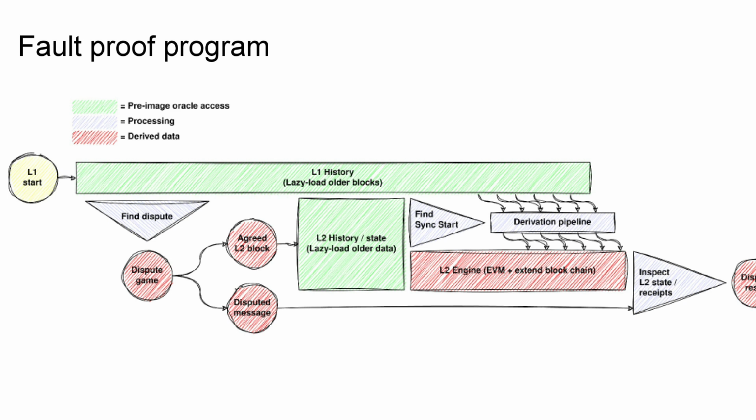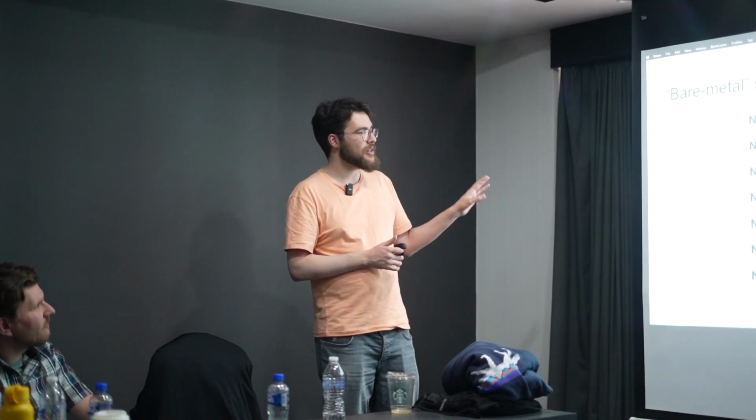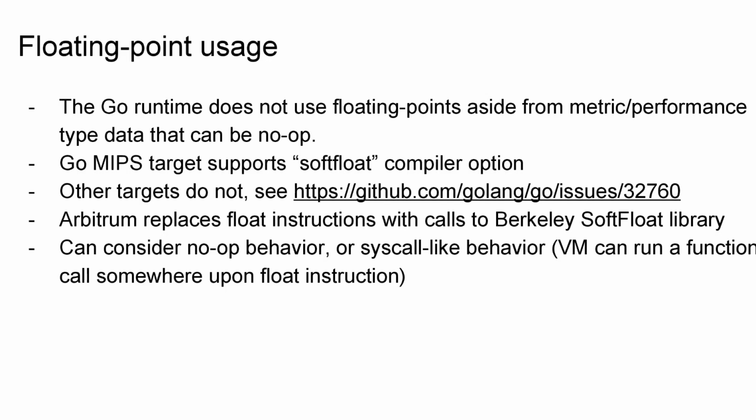So I'll start talking more in a general way about how these VMs work, and then I'll get to Canon-specific things later. But to dumb it down, the simple execution environment really is just no environment. There's no kernel, no hypervisor, no I/O, no parallelism, no privileged instructions, no complex instructions. We're talking about RISC instruction sets. We don't even use floating point numbers. We don't need a soft float library if we only have integer operations like in Ethereum. So no environment is the way you could think about it.